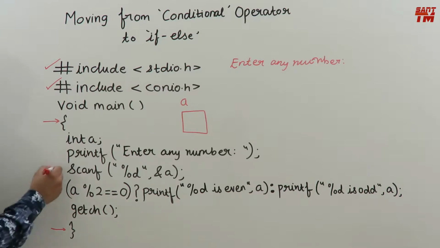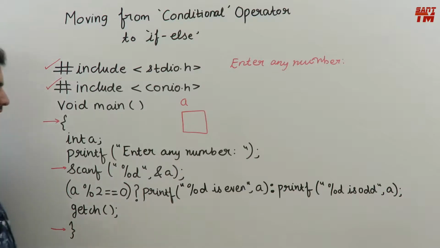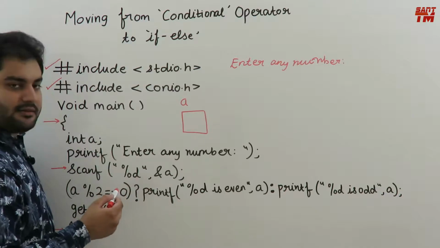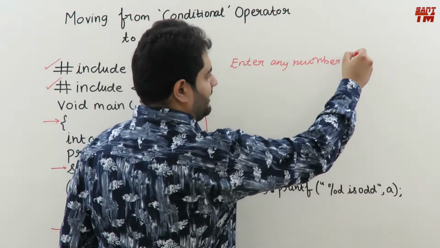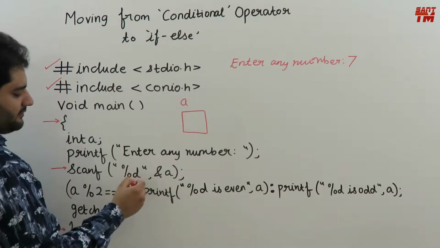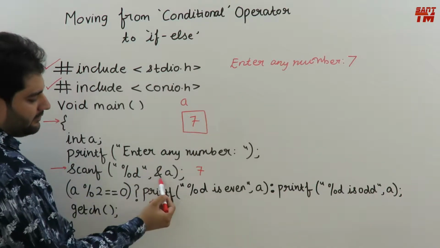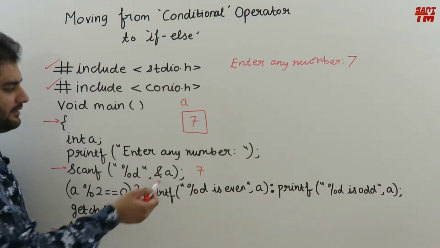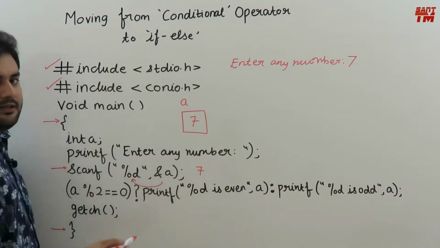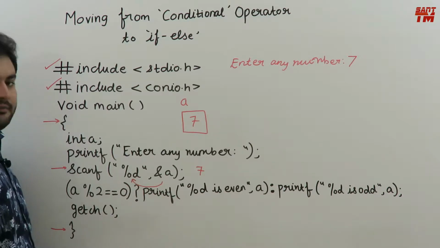Now next is scanf("%d", &a). What is exactly happening is our program will wait till the time we enter some value. So let us say I enter a value 7. Then when I press the enter key, this 7 will be stored in the address of a. Address of a means the memory location of a, wherever the memory is allocated, and this %d signifies that it is a decimal number. Decimal number means any number which has base 10.